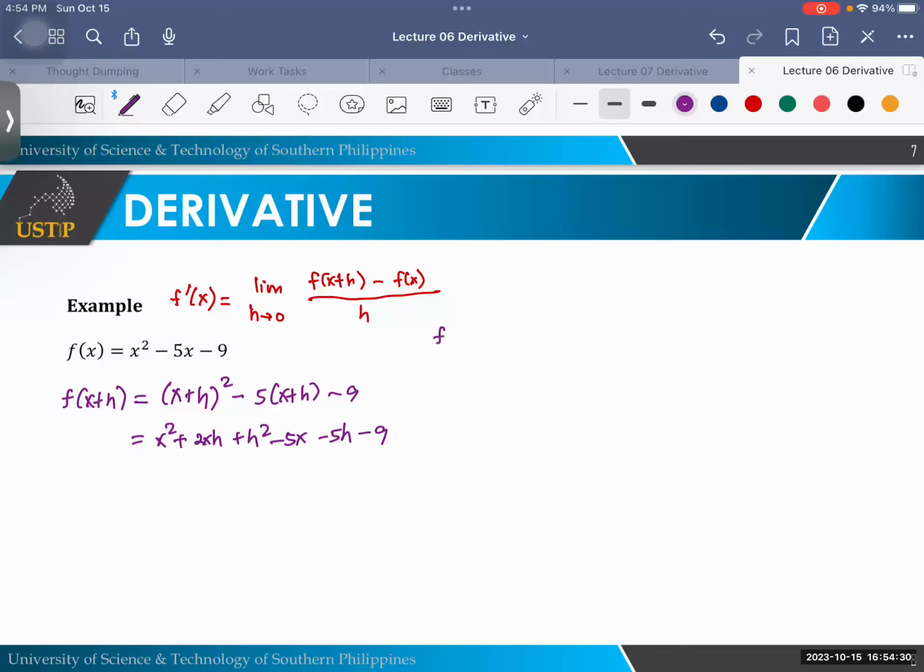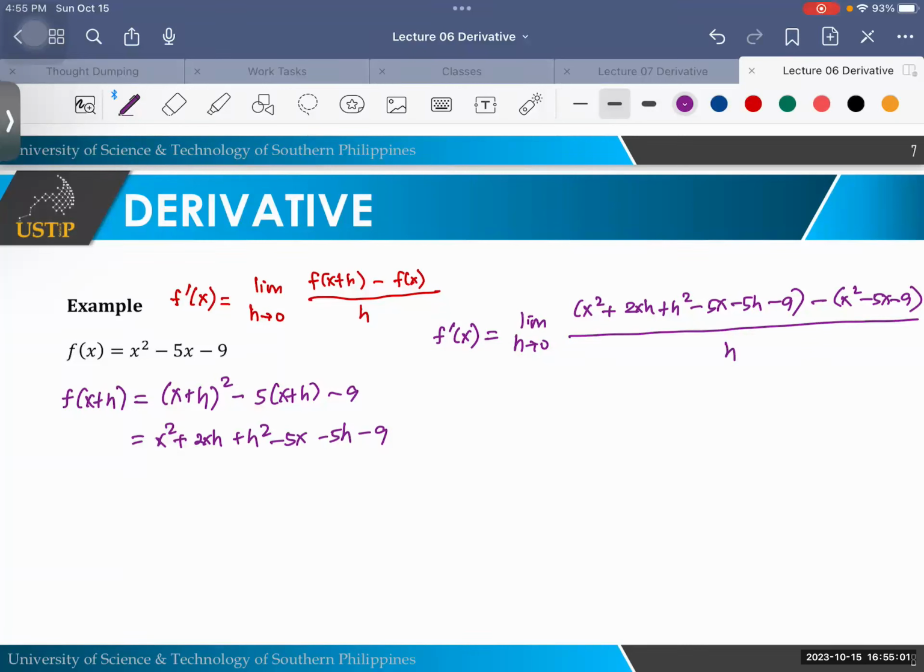Next step is we get the derivative f prime of x. So limit gihapon, okay, of this one. So that is x squared plus 2xh plus h squared minus 5x minus 5h minus 9, minus the whole f of x, x squared minus 5x minus 9, all over h. Okay, so unsa man atong ma-cancel dira?